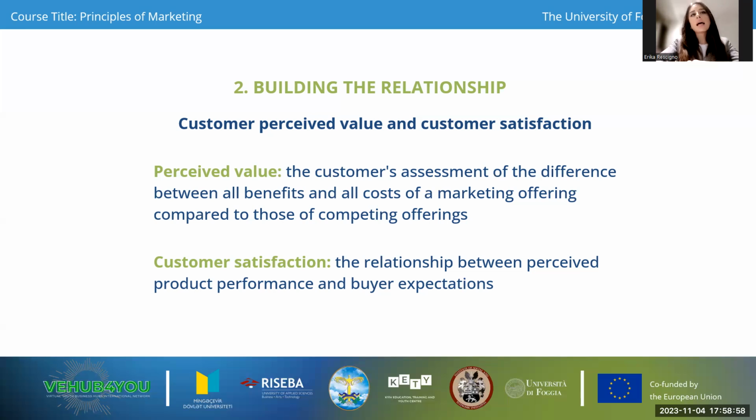As you can see from the slide, customer satisfaction can be defined as the relationship between the perceived product performance and buyer expectations. So customer satisfaction also helps to predict business growth and revenue, because it makes businesses understand if the customers are satisfied or not, and so if they need to readapt their strategy or not.